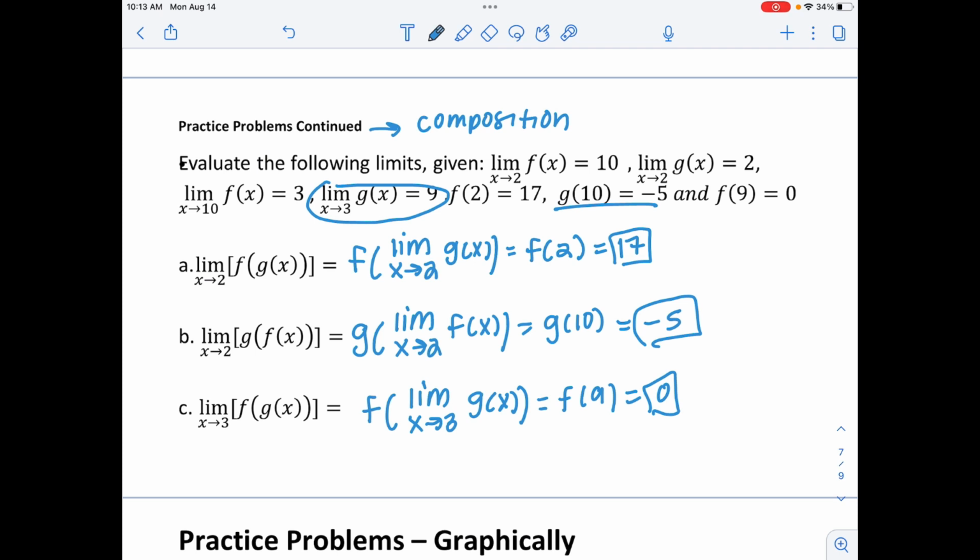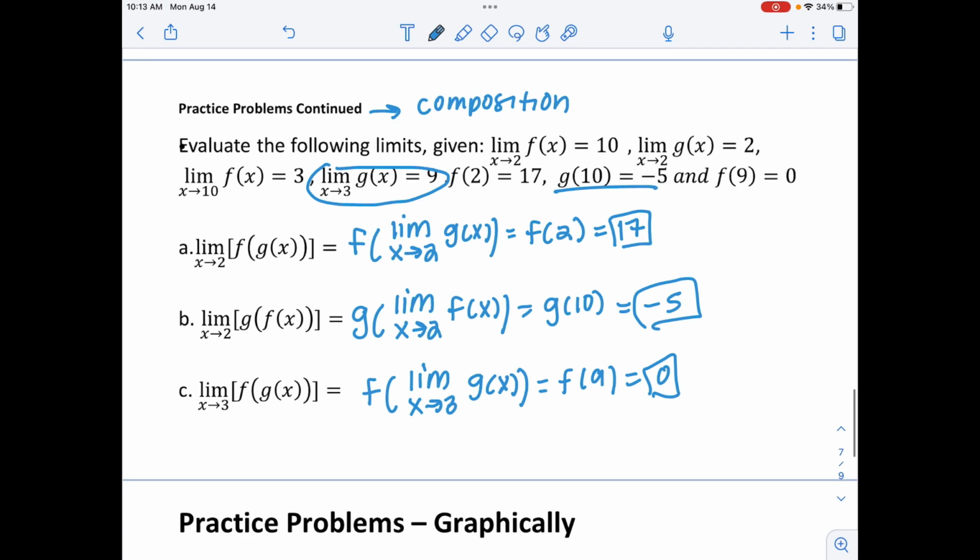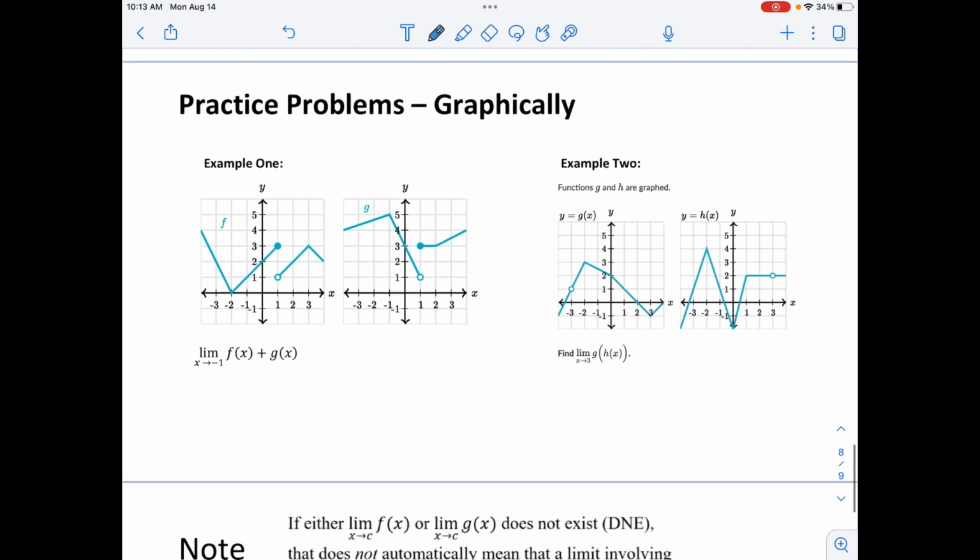So really what you need to know is sometimes you're going to be given notation like this. Sometimes you're going to actually have to look at a graph, or you're going to have to do this algebraically. But you should only be finding the limit once, and then you should only be using function notation technically once. So now we're going to move on to looking at some graphically.